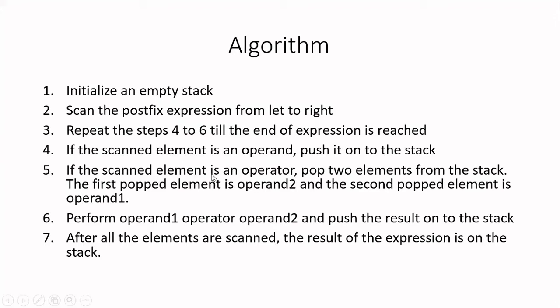Otherwise, if the scanned element is an operator, then you need to pop 2 elements from the stack. Why we pop 2 elements is that we are going to focus only on binary operators now, and in case of binary operators, you need 2 operands. So you pop 2 elements from the stack as soon as you encounter one operator. Whatever element you pop first, you keep as operand 2, and whatever you pop second from the stack will be operand 1. This step is very important: whatever is popped first is operand 2, and whatever is popped second is operand 1.